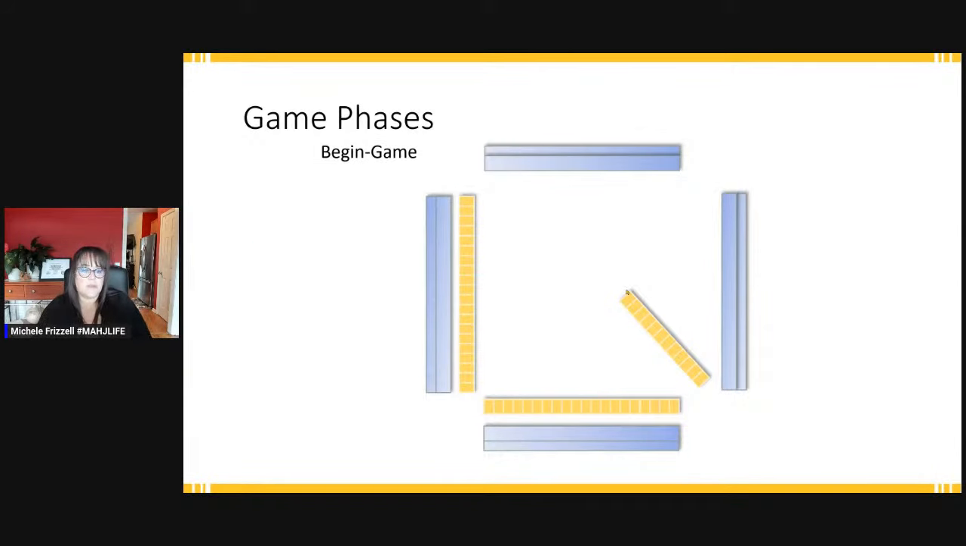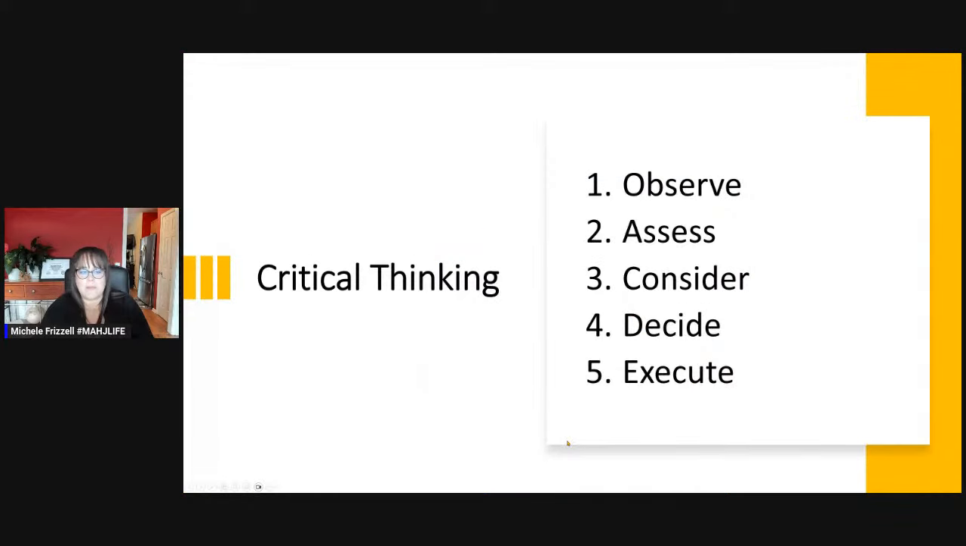We're going to start with the begin game. So this would be, let's see, the whole framework, what you need to do, what kind of a mindset you need to have. And that's going to be your critical thinking skills. You're going to need to use your critical thinking skills. Observe, assess, consider, decide, execute.